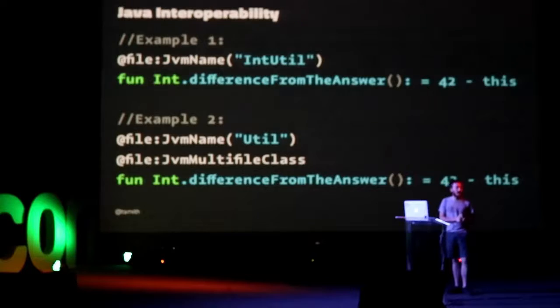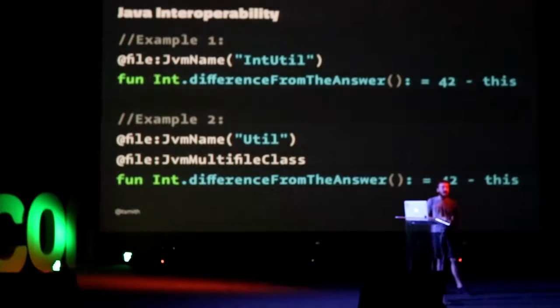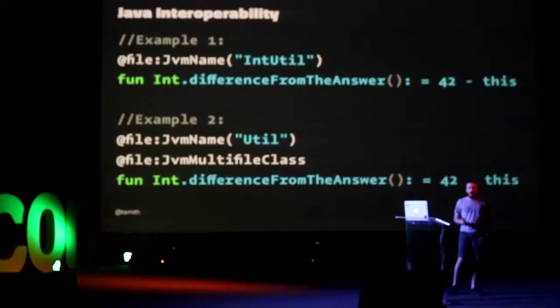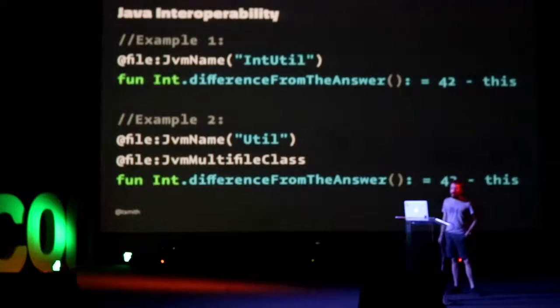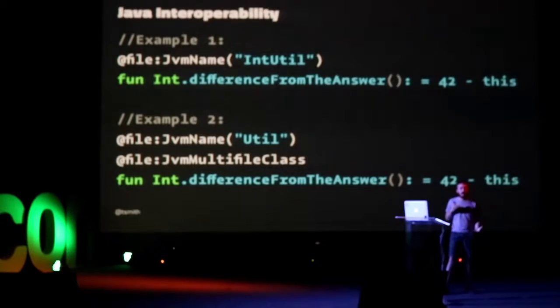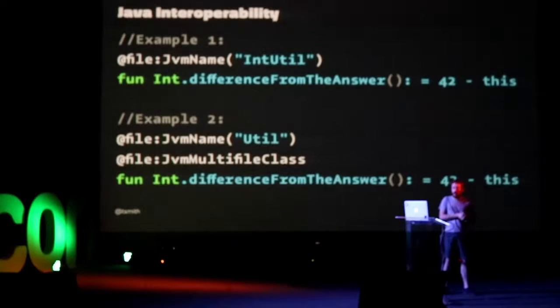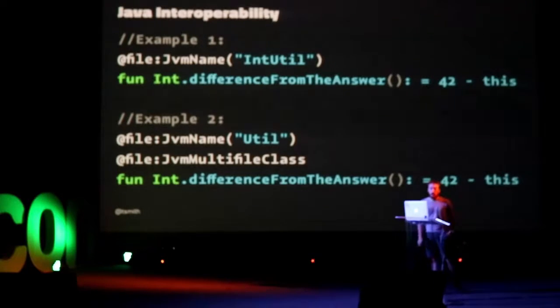Kotlin will assign a default name to the file based on the file name. But you can specify something custom if you want by using the @file:JvmName annotation here. Now, if you wanted to group methods from multiple classes into one generic util class to access when you're using the Java part of your code base, you could also do that using this other annotation that we have here with the multi-file class.